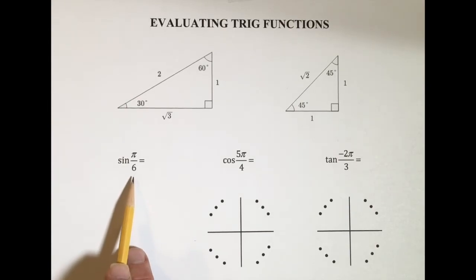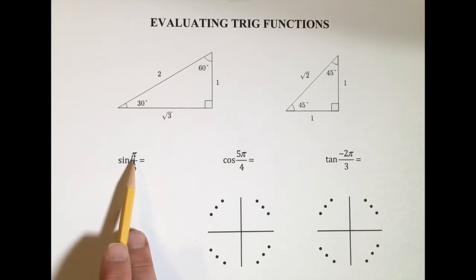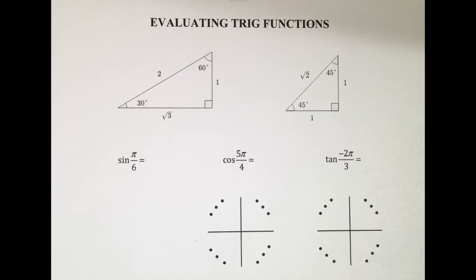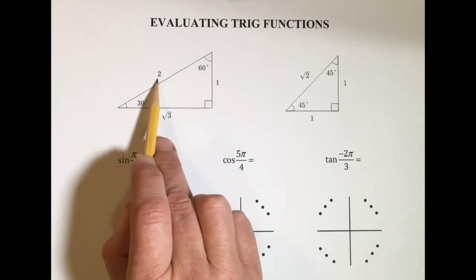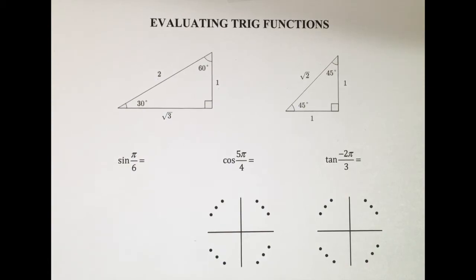I know pi over 6 is 30 degrees, 180 divided by 6 is 30. So sine of 30 degrees is opposite over hypotenuse. Sine of 30 degrees is 1/2.